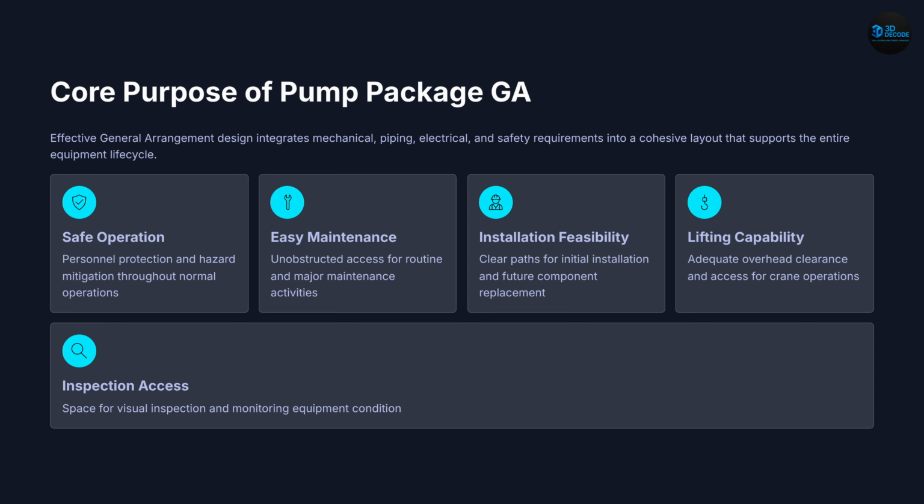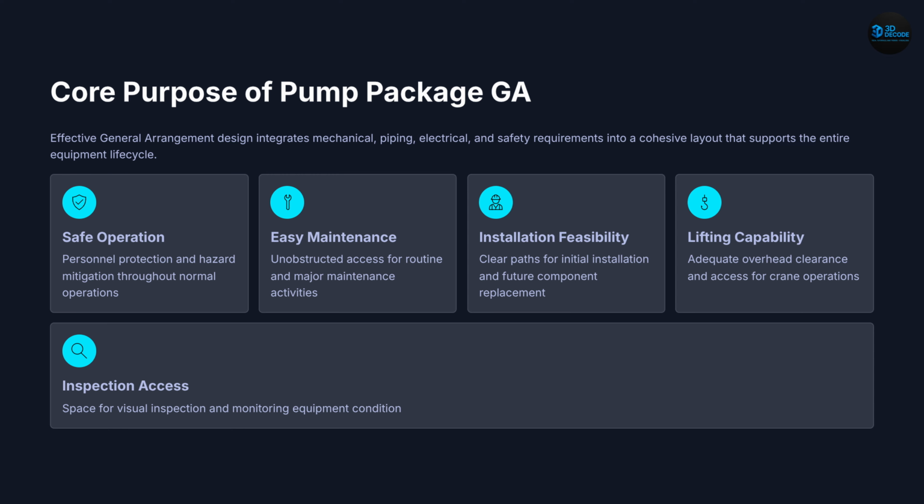Now look at these core purposes carefully. Safe operation. Operators must move safely around equipment without exposure to hazards. Easy maintenance. Technicians need space for inspections, repairs, lubrication, and alignment. Installation feasibility. The equipment must actually be transportable and installable at site. And this sounds simple until a giant motor physically cannot enter the building during installation. Yes, that happens in real projects.